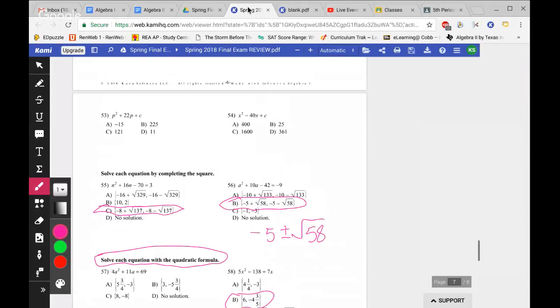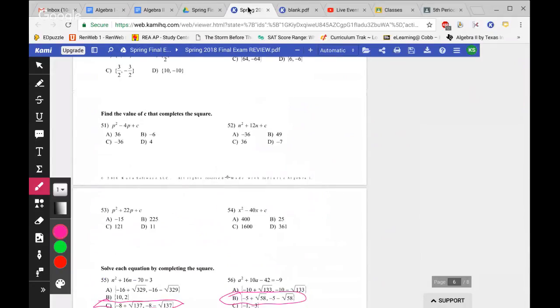All right. So on the next part of the review, you're finding the value of C that completes the square. Basically, you know how I said below, we had to create the space to do it because it had an equal sign. All you're doing is just finding that C value that does it. So you're going to half the P value. So half of -4 is what? -2. And -2 squared is what? 4. Yep. So your answer would be 4.